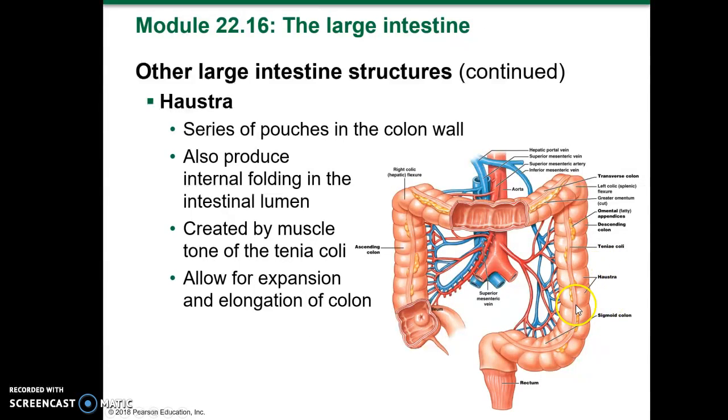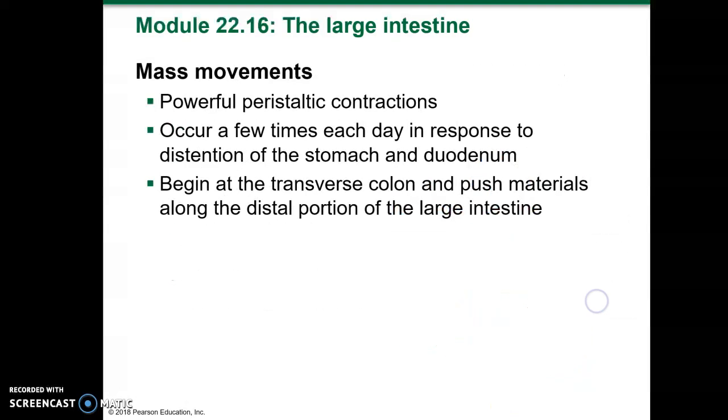Also, the haustra. These are a series of pouches in the colon wall. They produce internal folding in the intestinal lumen, and they're created by the muscle tone of the taenia coli. They allow for expansion and elongation of the colon. Mass movements are the powerful peristaltic contractions that occur a few times each day in response to distension of your stomach and duodenum. They begin at the transverse colon and push materials along the distal portion of the large intestine.